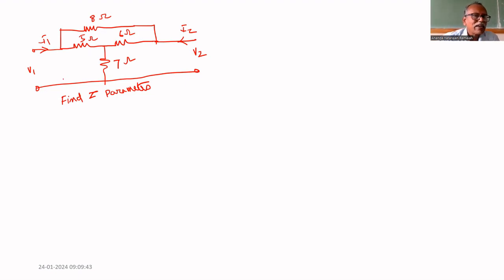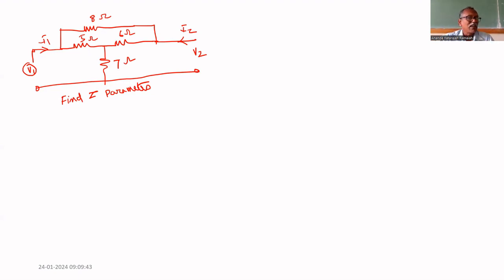So we are finding it by the loop current method. For that, we are applying a voltage of V1 here. In all other sums, either we will apply V1 or V2, we won't apply both. Either input will be open or output will be open. That way only we solved all the sums.